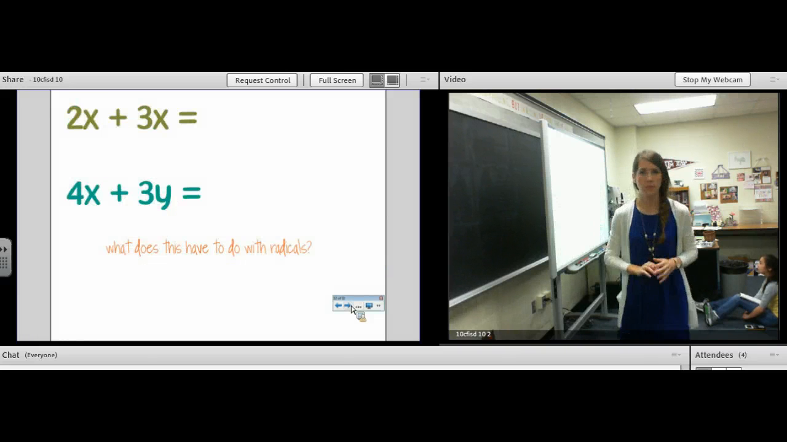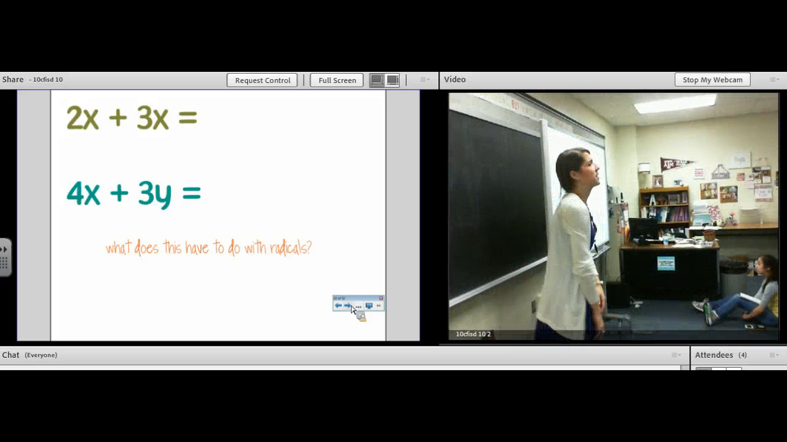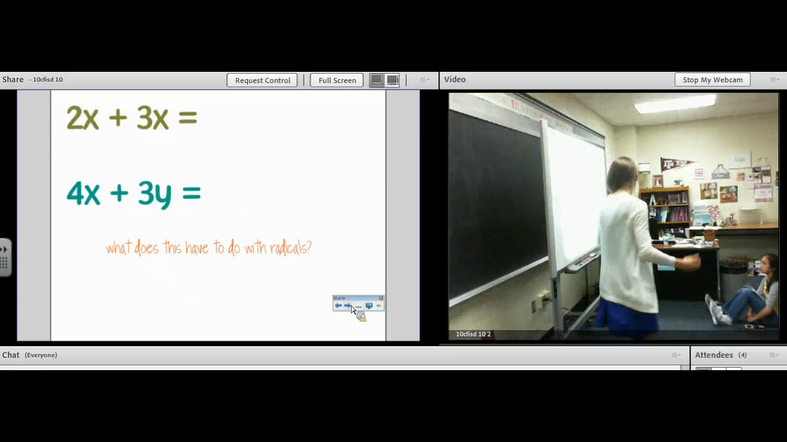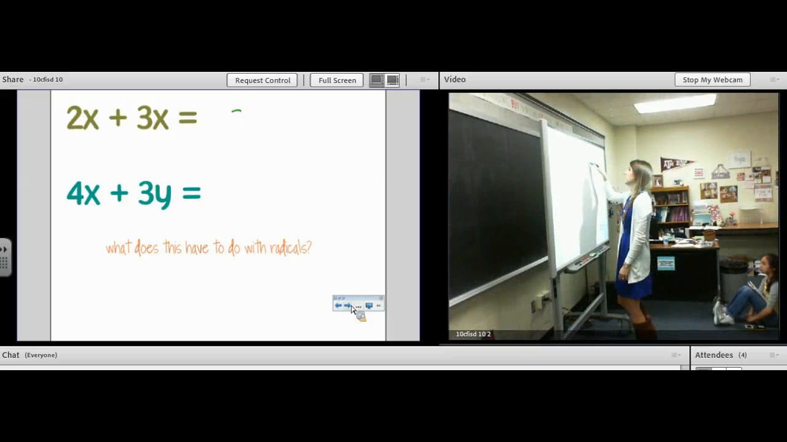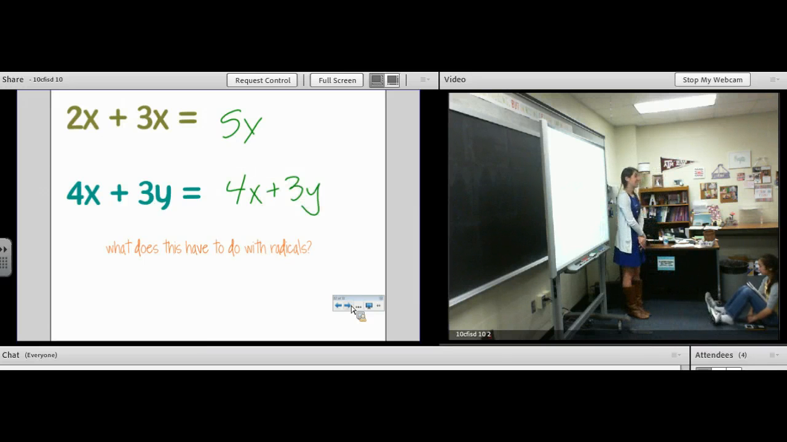Last thing we're going to talk about today. What's 2x plus 3x? 5x. Okay, that's easy. What's 4x plus 3y? You mean it's not 7xy? No. Why is it not 7xy? Because that's like apple and orange. They're not the same variable. Not like terms. You can only combine like terms.